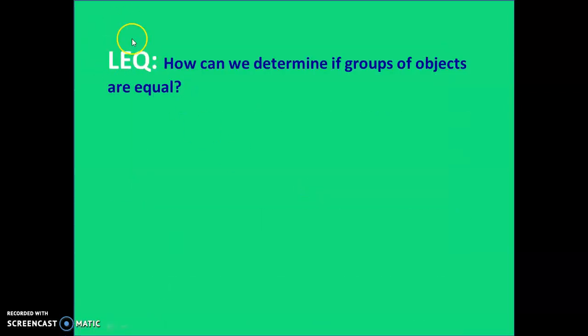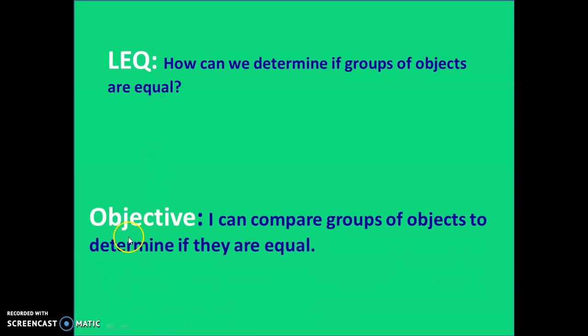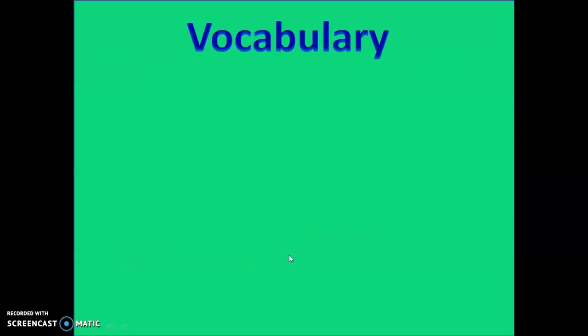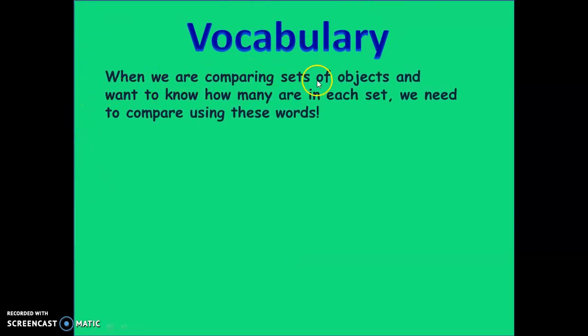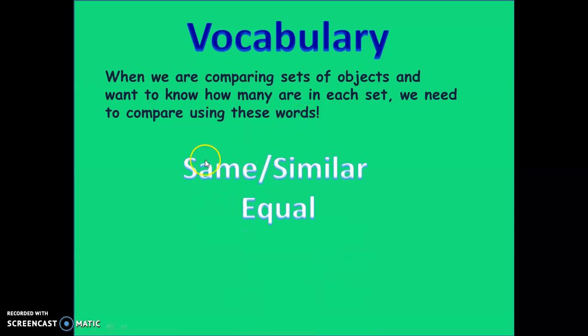So the LEQ for this lesson was, how can we determine if groups of objects are equal? And the objective was, I can compare groups of objects to determine if they are equal. So let's go over the vocabulary you're going to see. When we are comparing sets of objects and want to know how many are in each set, we need to compare using these words. We have same and similar, and we have equal.